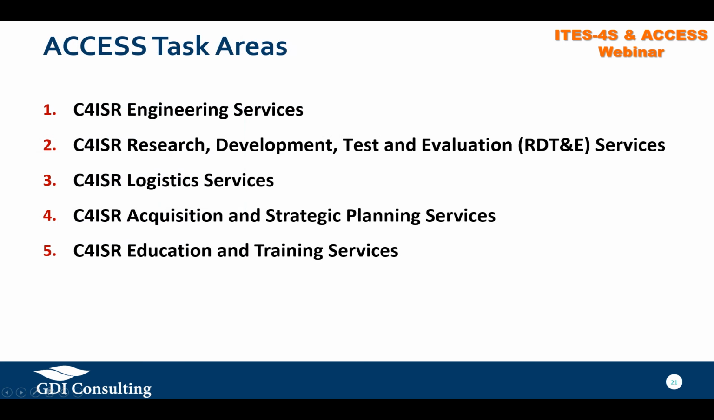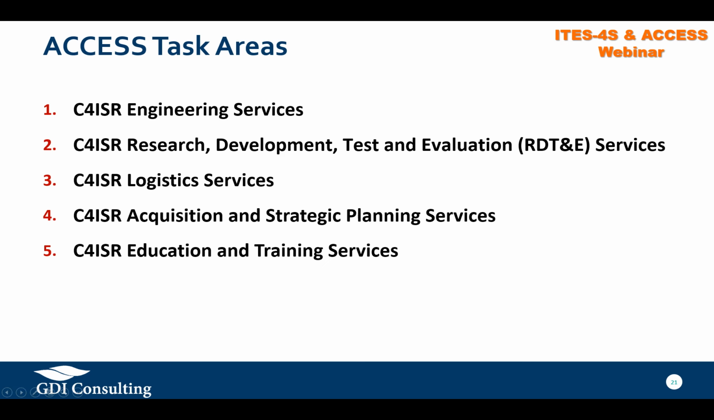So what are the task areas under ACCESS? One is engineering services. The second one is research, development, test, and evaluation, RDT&E. And then you have logistics services, acquisitions and strategic planning services, education and training services. This is the old RS3. It was C4ISR, it's now C5 obviously, but these are the names for the task areas under the previous iteration of ACCESS.